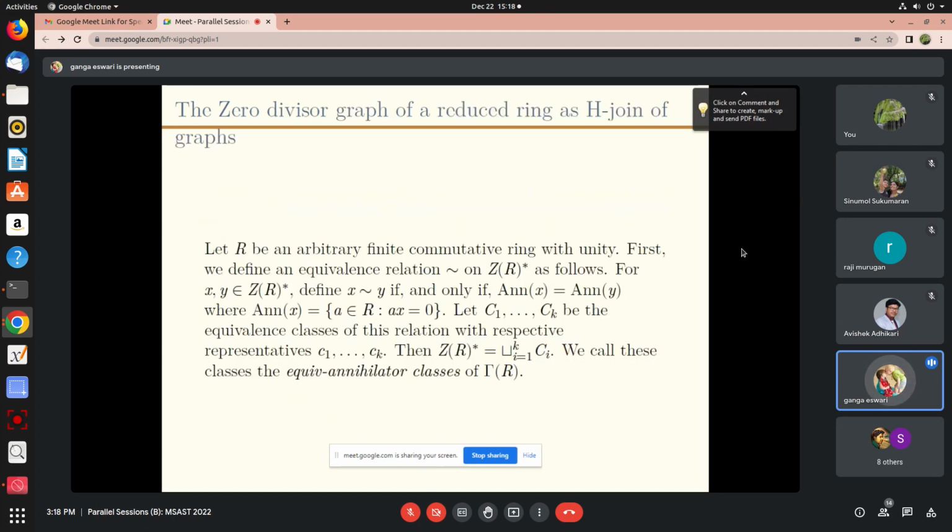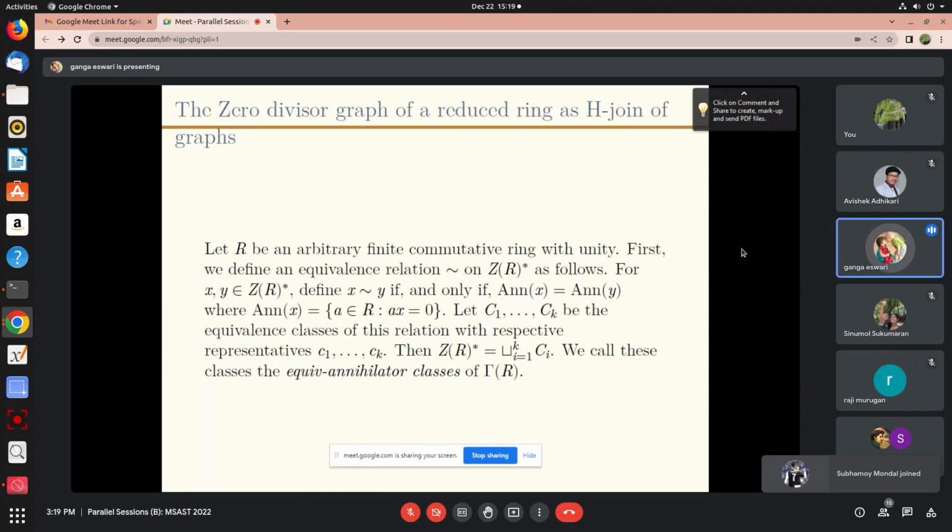So we are going to visualize the zero divisor graph of a reduced ring by using H-join techniques. Then we can calculate any degree-based topological indices. Let R be an arbitrary finite commutative ring. We define an equivalence relation tilde on Z of R star, which is the set of all non-zero zero divisors of R. Any two elements x and y are related if and only if the annihilator of x equals the annihilator of y. The annihilator of x is the set of all a belonging to R such that ax equals 0. This equivalence relation forms a partition on Z of R star.